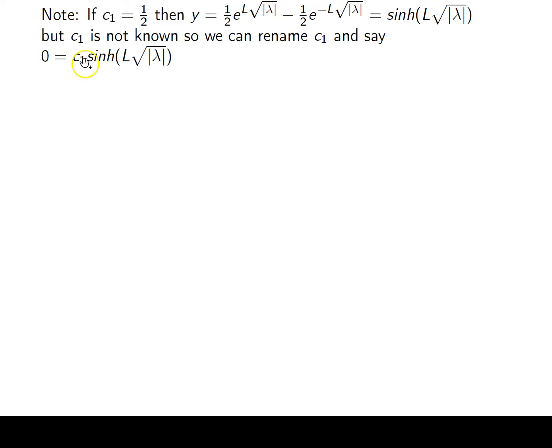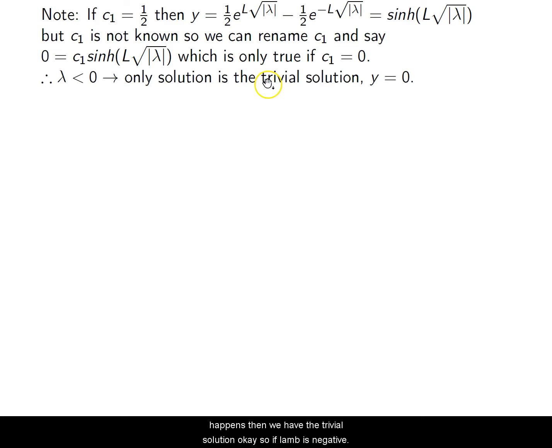So we can call this C1 sinh of this. That'll just make it a lot easier for us to work with. If you guys are familiar with this, this will never be 0. I will never have 0 out from sinh. Sinh is a linear combination of exponentials. It's never 0. The only way for this to be 0 is if the constant attached to it is 0, and that's not going to happen. Or if that happens, then we have the trivial solution. So if lambda is negative, then the only solution that we're going to have is the trivial solution.